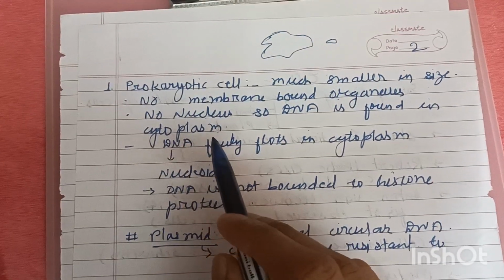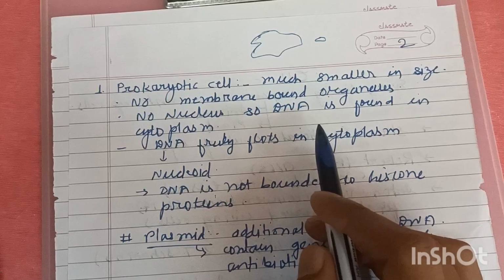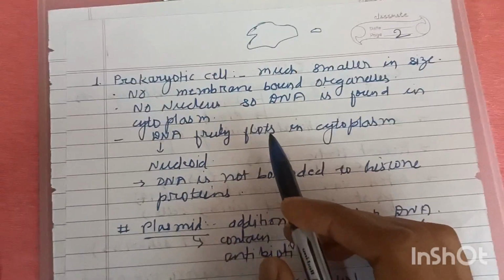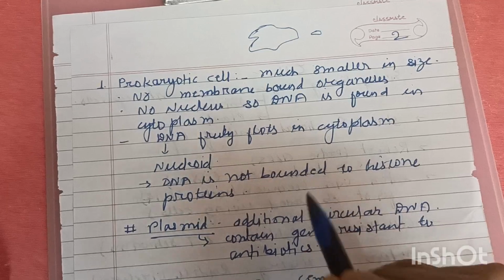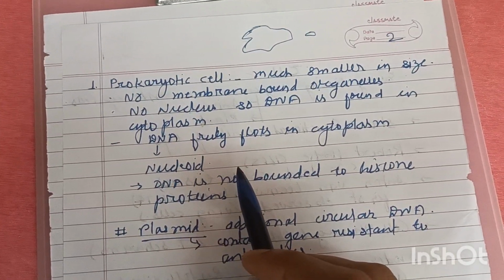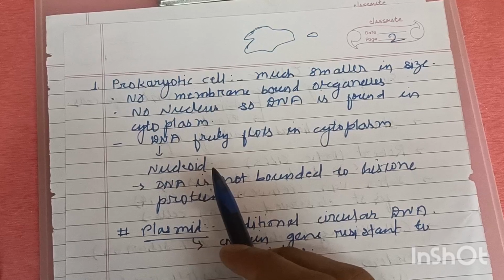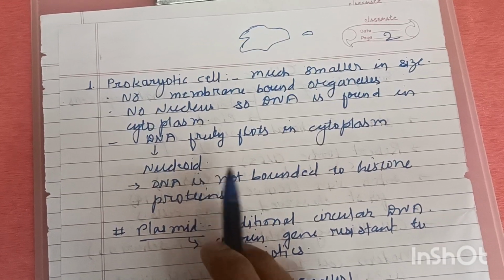Next point is no nucleus. In prokaryotic cells, there is no nucleus. So DNA is found in cytoplasm, and DNA freely floats in cytoplasm. One important thing about DNA is that DNA is not linear, it is circular. It means there is no end. And this particular DNA is known as nucleoid.